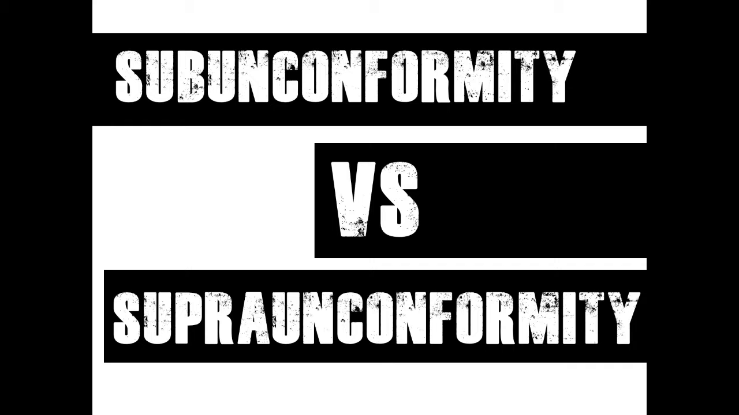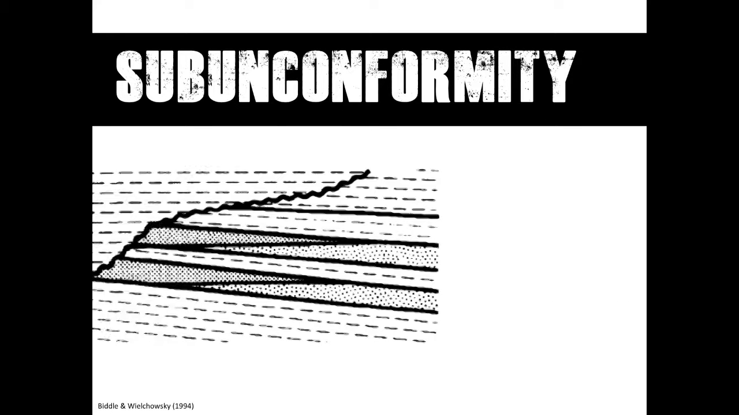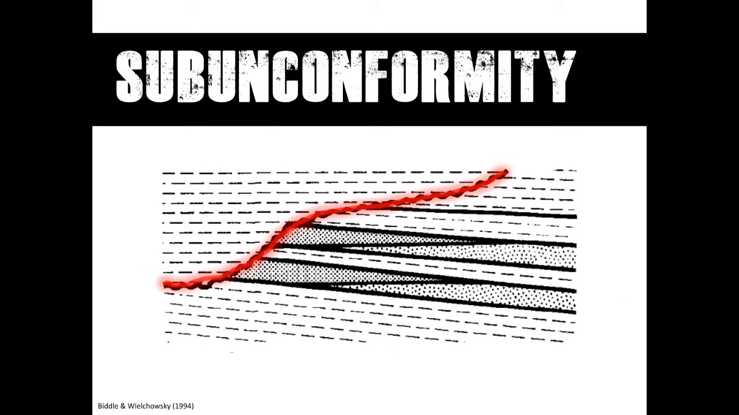Sub-unconformity traps, as the name implies, occur beneath an unconformity. Porous and permeable beds are typically overlain by an impermeable layer. Some examples include traps that have resulted from the truncation of tilted strata. The unconformity surface is highlighted in red. Or traps associated with incised valleys or canyons.